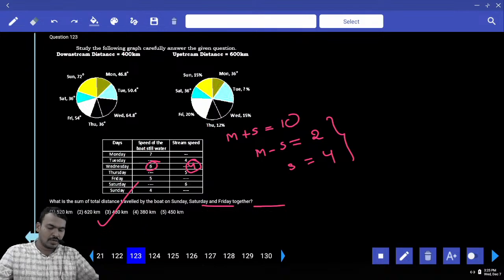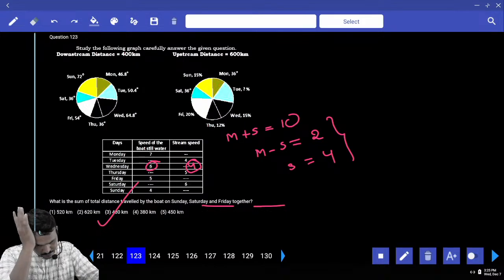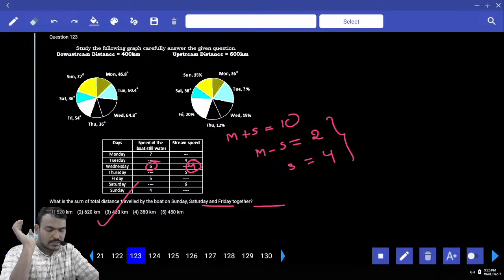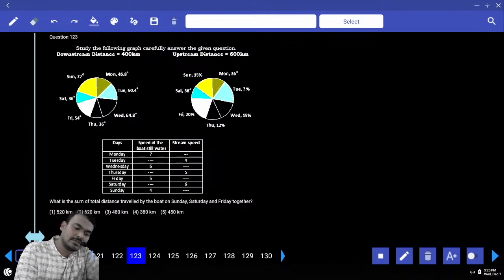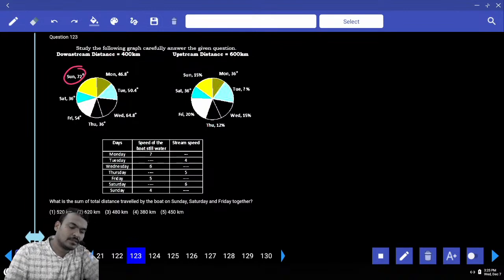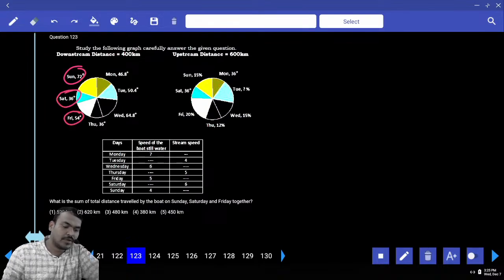Next question number 123. What is the total distance traveled by the boat on Sunday, Saturday and Friday together? Sum of the total distance, nothing but upstream and downstream, are not. On which days? Saturday, Sunday and Friday. First diagram: Sunday is how many degrees? 72. Saturday 36. Friday 54. Total how many degrees? 162.